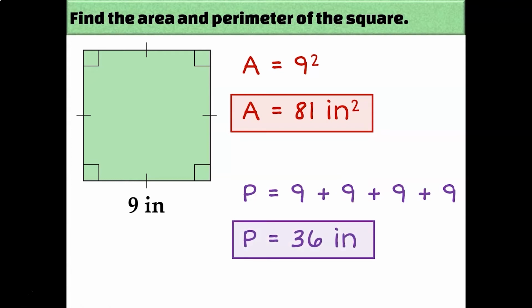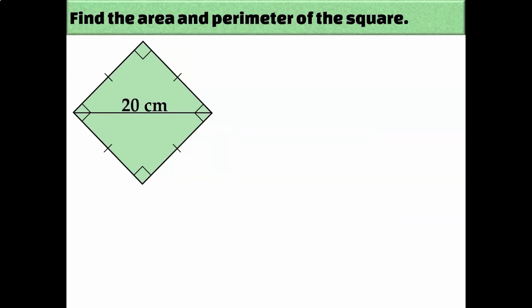So that was a relatively straightforward example because we had what we needed in order to calculate the area and the perimeter. This time we're not given the side length, we're given the length of a diagonal. And the diagonal has nothing to do with the perimeter and nothing to do with the area, so what am I supposed to do?